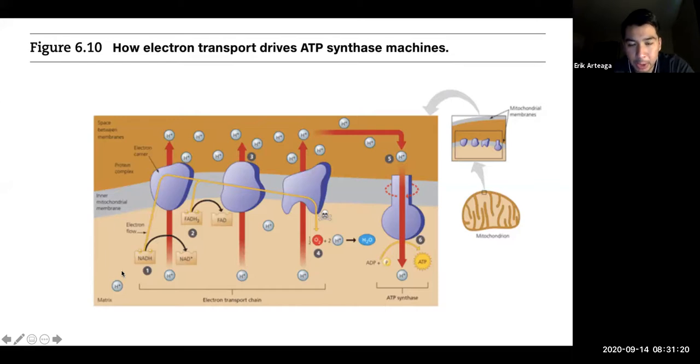But again, these protons or this acidified environment is going to provide a force, okay? And this force can then be utilized like a dam to harvest ATP through the hydrogen or proton motive force, okay?